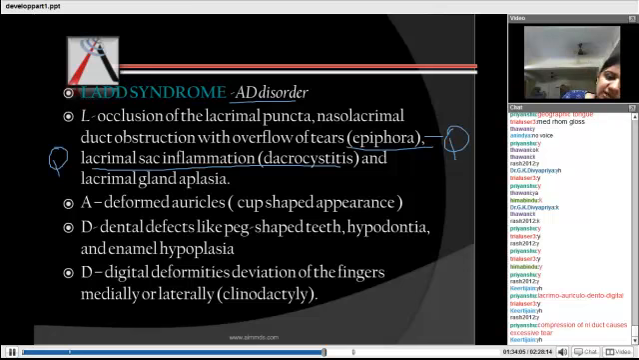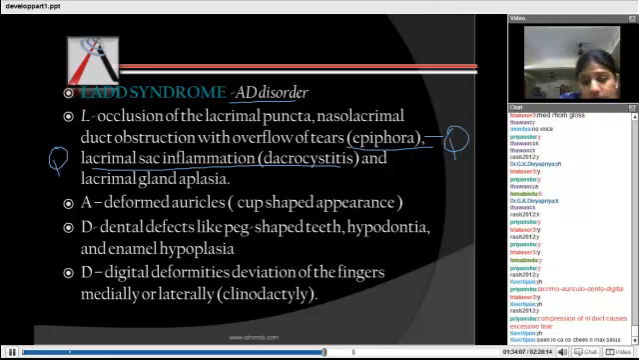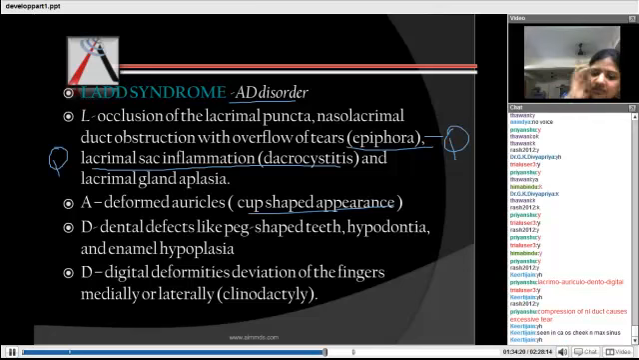LADD syndrome is again an autosomal dominant disorder. So we have one more syndrome that goes into your list of autosomal dominant. A, I told you, is auricular defect. You have deformed auricles which have a cup-shaped appearance. And please, all of you can make a brief note of this in your keynotes. It's not there in the keynotes, so please mention it in the keynotes. New students, want this to go into your books.